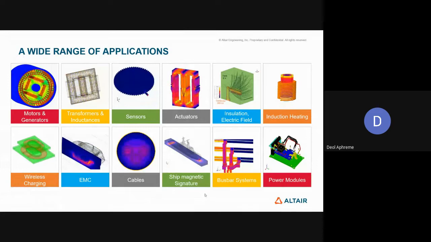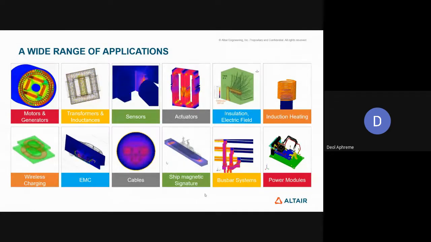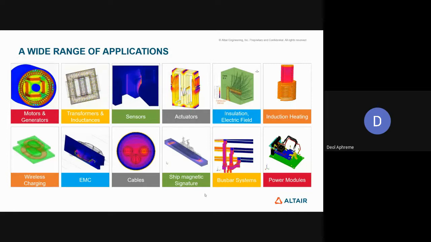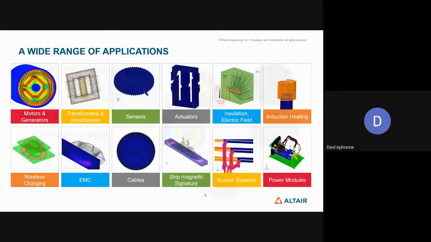And then come bus bar systems. So there are parasitic capacitances and inductances. And in case there is a fault, the heat, the thermal characteristics of this, all these need to be simulated. And definitely power modules, at a smaller component level, this can be simulated in flux as well.